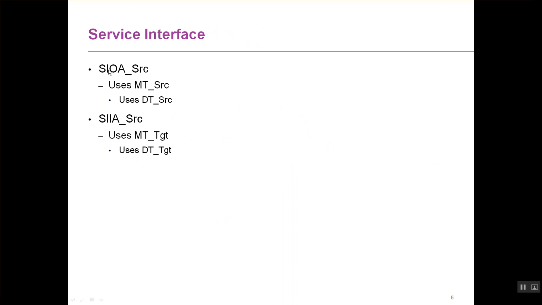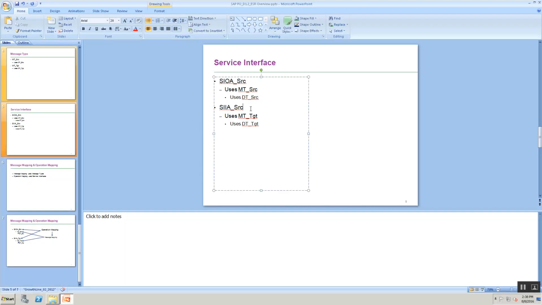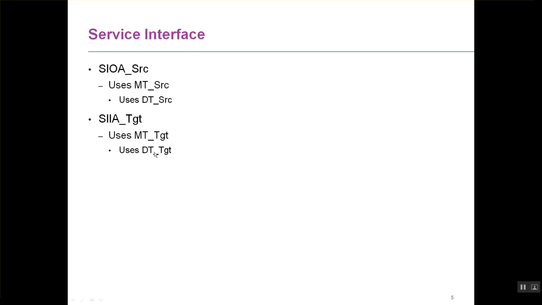The service interface uses the message type which you define, and the message type in turn uses the data type. Okay. Likewise, SI_SRC would use message type target. Oops, there's a small mistake here. Let me fix that. My bad. So I will correct myself here. This is the service interface inbound asynchronous target. It was saying source before. So you would define two service interfaces. One is outbound asynchronous and the other is inbound asynchronous. One is the source and the other is the target. And the service interface uses the message type, and the message type in turn uses the data type.